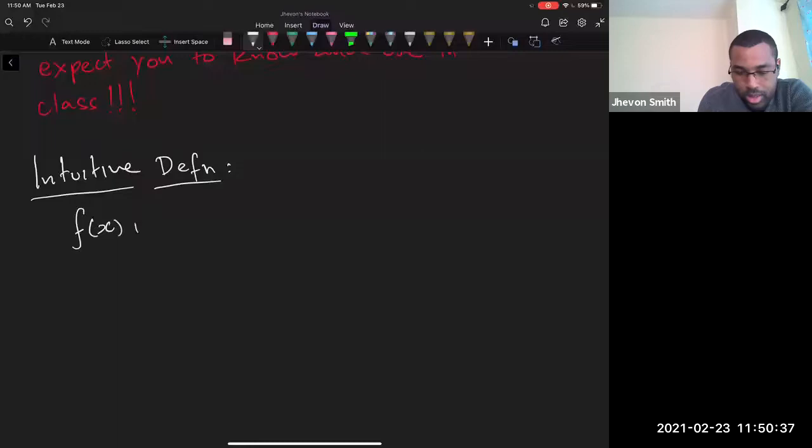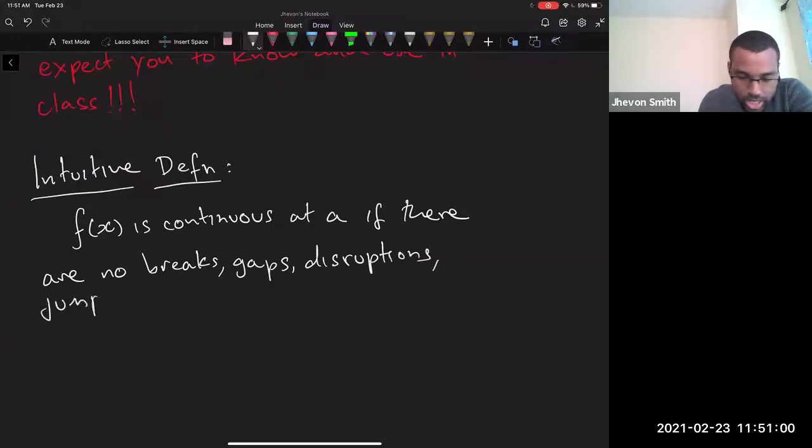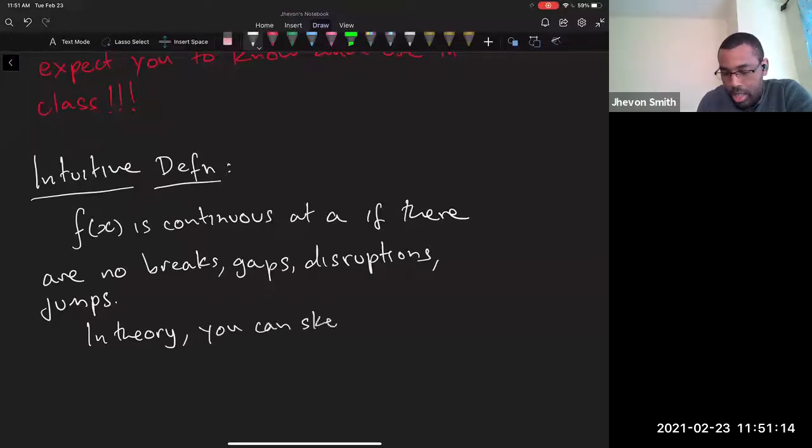F is continuous at A if there are no breaks, gaps, disruptions, jumps, etc. Everything is connected, everything flows smoothly. And in theory, you can sketch the part of the graph, right?